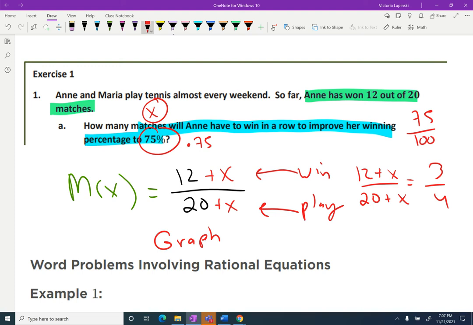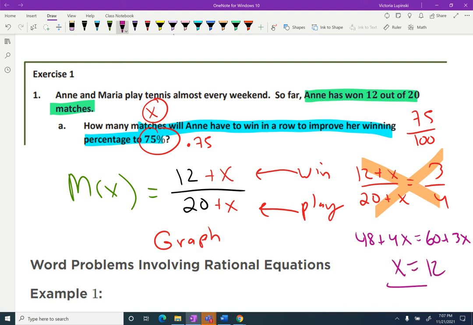And then we did see some questions like this. If you were now trying to solve for x, what would you do? Anyone? Okay, cross multiply. So if you were to cross multiply, you would get 48 plus 4x equals 60 plus 3x. Put all the x's on one side, put all the numbers on the other. Turns out that she would have to win the next 12 matches in a row in order for her winning percentage to increase to 75%.